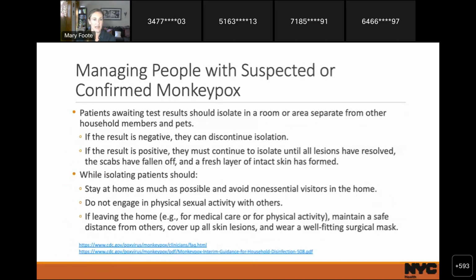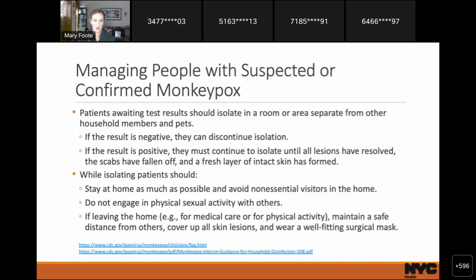And so how are we managing people with suspected or confirmed monkeypox? Any patient that has had samples collected and is awaiting test results should stay isolated in a room separate from other household members and pets. So this is our home management once they go home. If the result is negative, they can then, of course, discontinue isolation. If the result is positive, they should continue isolating until, as we mentioned, all the lesions have resolved, the scabs have fallen off, and there's a fresh layer of intact skin forming.